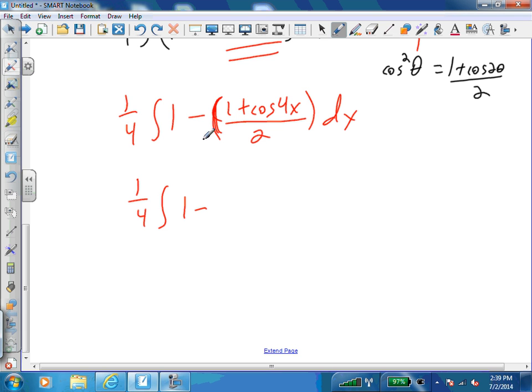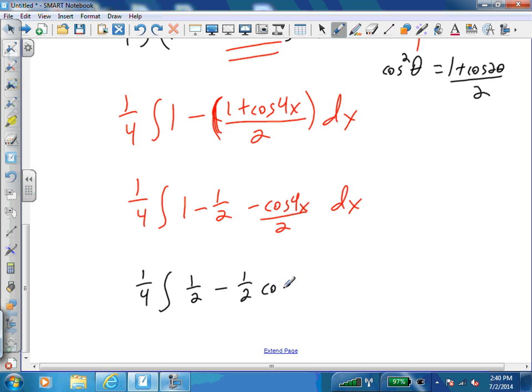So notice we have a 1 minus 1 over 2 minus cosine 4x over 2 dx. All of these are things we can integrate. 1 minus a half, that's a half. We can pull a half out here. Call that cosine to the 4th x.